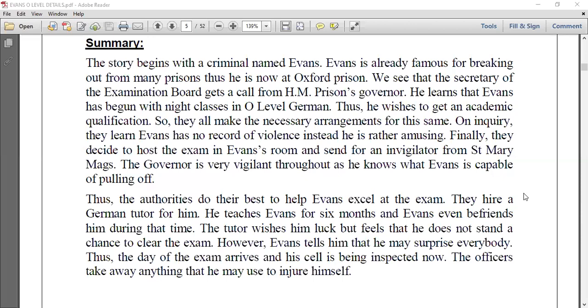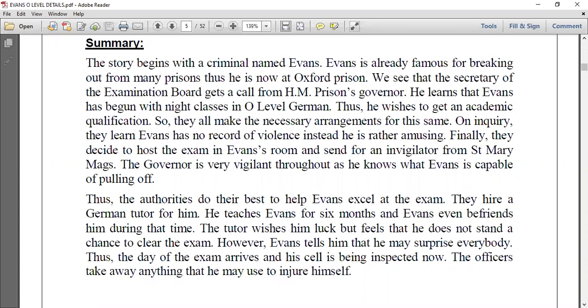On inquiry, they learn Evans has no record of violence. Instead he is rather amusing. Before conducting the exam, from their end, the examination board also verified with the governor about Evans and his violence record, but there was no such record, just the opposite, so he was given that opportunity.